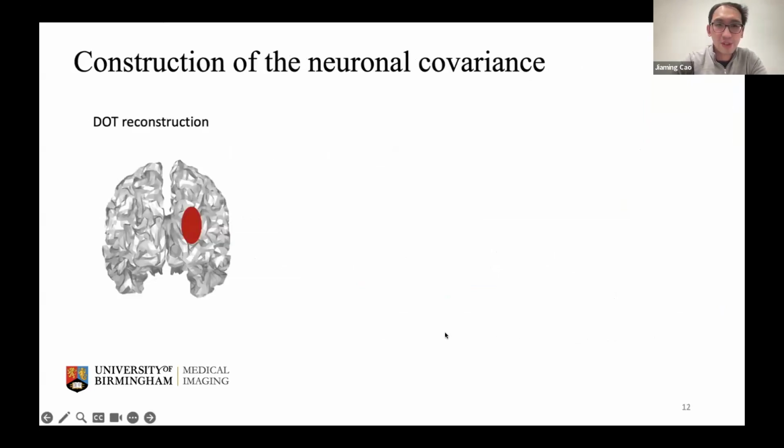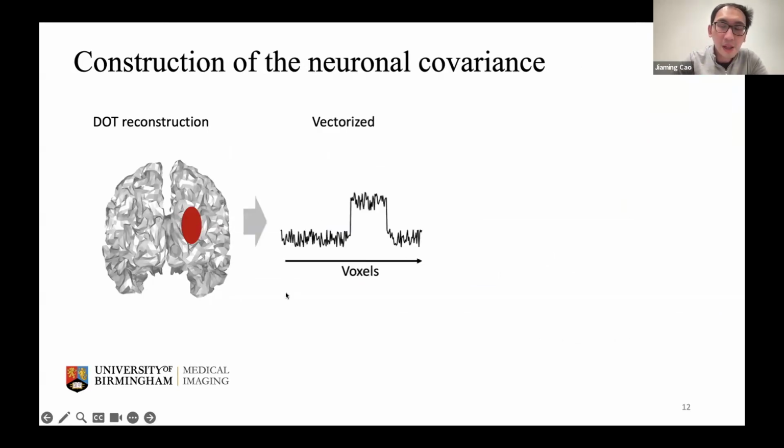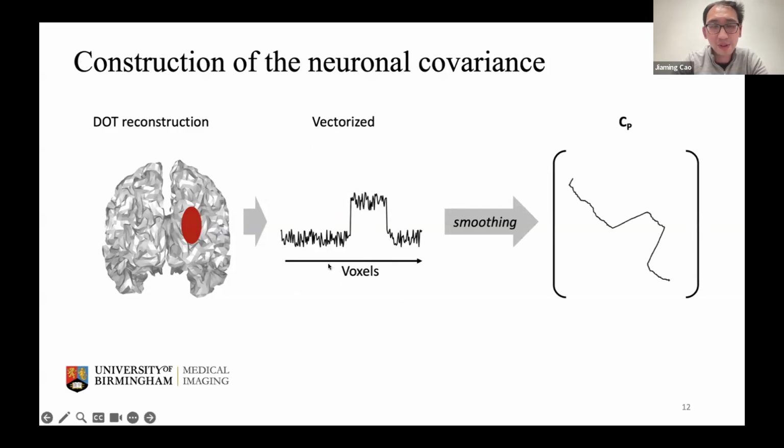Suppose we have this DOT reconstruction, and this red blob represents something that is reconstructed as strong activity. We mentioned that we care about this voxelized space. If we use this voxelized space and vectorize it, pay attention that this is not a time trace, but just the voxel space vectorized. This bit with high activity would correspond to this little red patch. And using some sort of smoothing, we can put this vectorized version of the DOT reconstruction as the diagonal of the CP matrix.